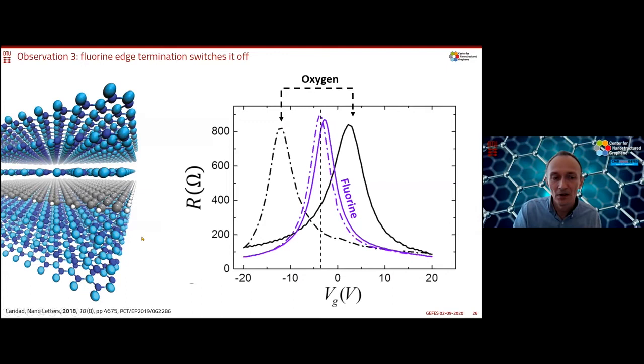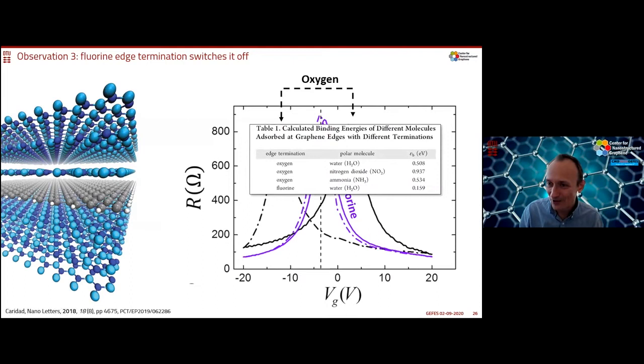And then when you calculate the binding energies of these molecules, you also see that the binding energy of water to fluorine is much smaller than it is to oxygen. So depending on the edge chemistry, you may or may not have molecules speaking to your 2D system. This should happen for any kind of nanoporous graphene that has edges and where the pores are large enough to fit one of these extremely small polar molecules.